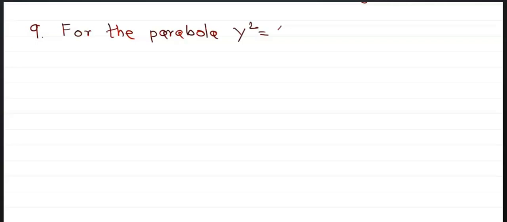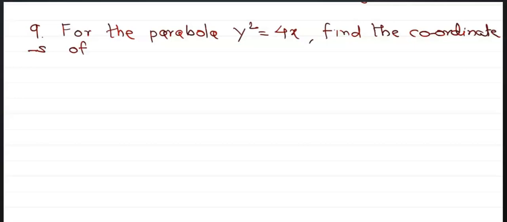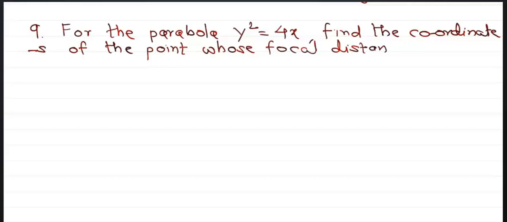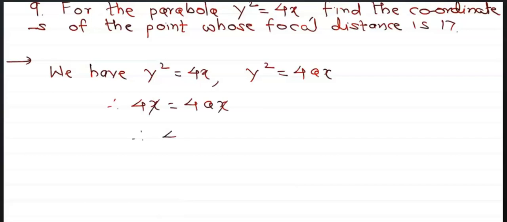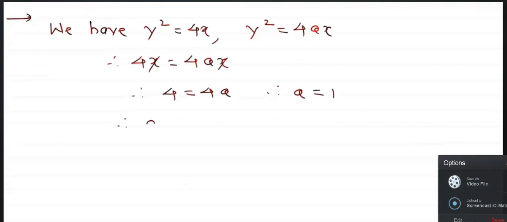Question number 9. For the parabola y square is equals to 4x, find the coordinate of point whose focal distance is 17. That is, y square is equals to 4x. Therefore, equating it with y square is equals to 4ax, 4x is equals to 4x. Therefore, the value of a is 1.